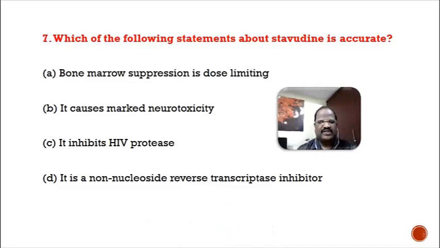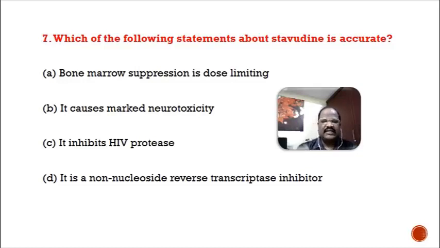Coming to question number 7, which of the following statements about stavudine is accurate? You should know stavudine, one of the NRTIs, is the worst drug, causing maximum lactic acidosis, maximum lipodystrophy, and maximum neuropathy. With this in mind, go for the option. Bone marrow suppression is a dose-limiting adverse effect. It causes marked neurotoxicity. It inhibits HIV protease. It's a non-nucleoside reverse transcriptase inhibitor.